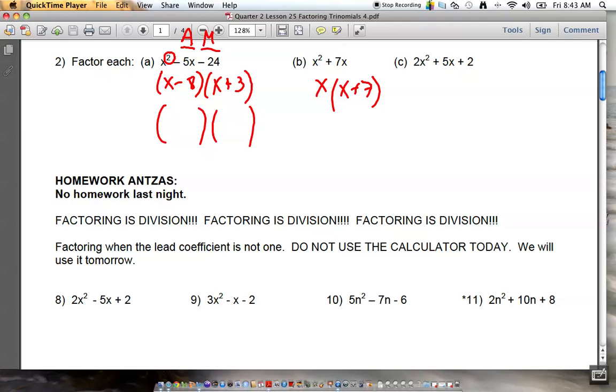Okay? Now, we get to a very different kind of question. 2x squared plus 5x plus 2. And this sets up today's lesson. Does anybody think they got this right?